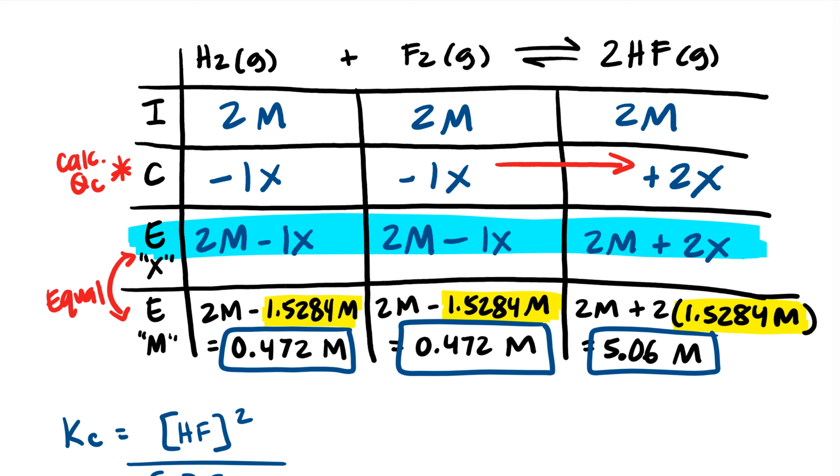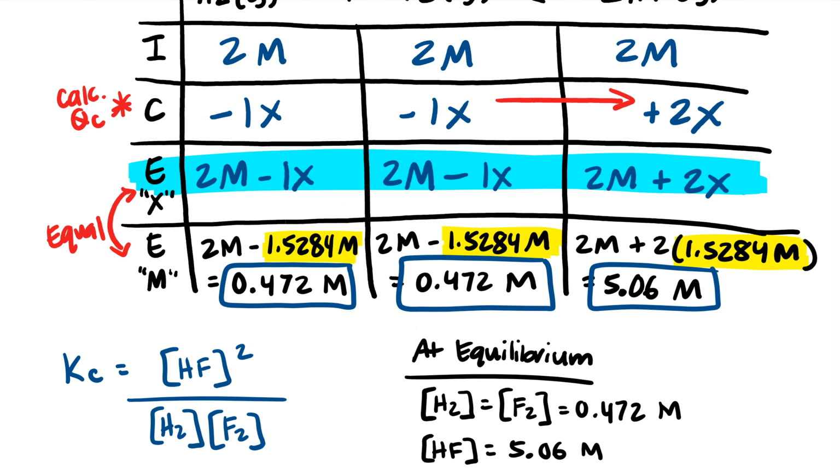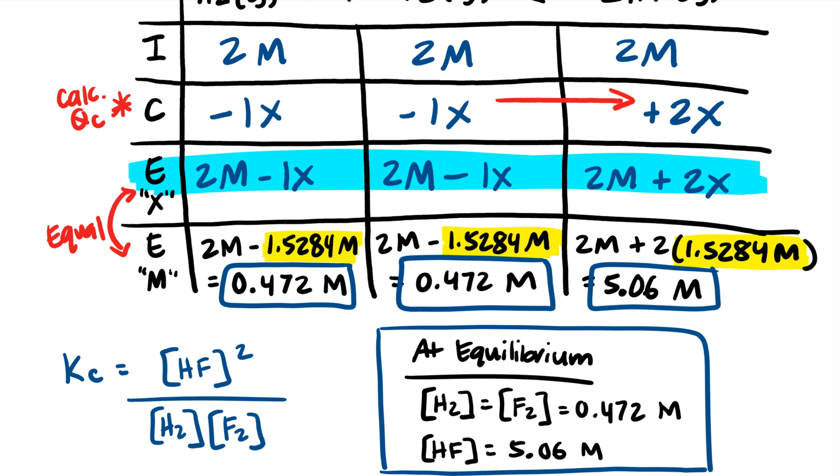Just to make it real clear though, let's go ahead and rewrite it. So at equilibrium, the concentration of hydrogen and fluorine are both 0.472 molar, and the concentration of hydrogen fluoride is 5.06 molar.